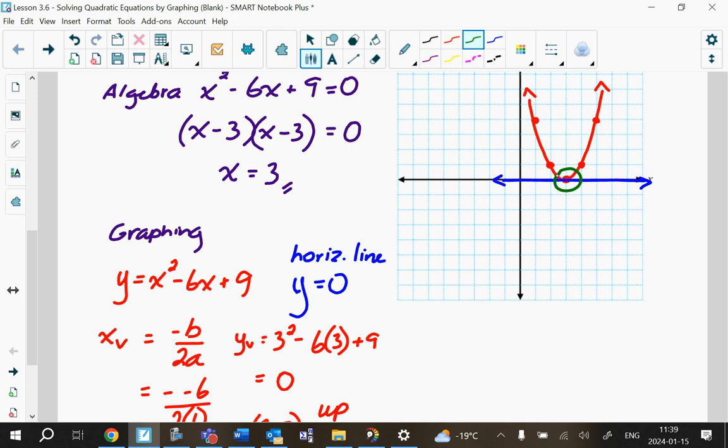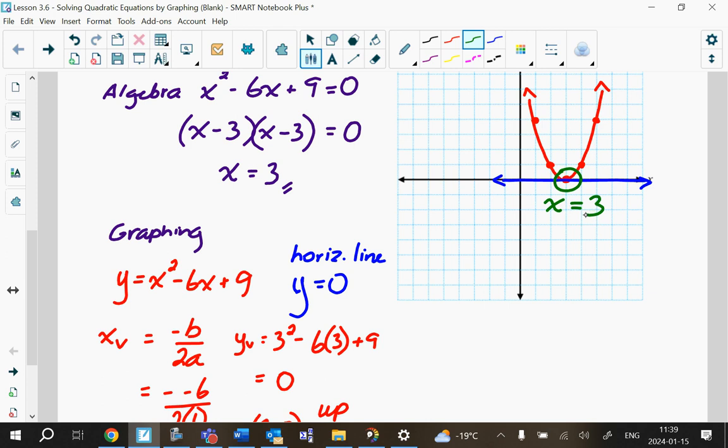When x is 3. Mind blown. You haven't made the connection between algebra and graphing.